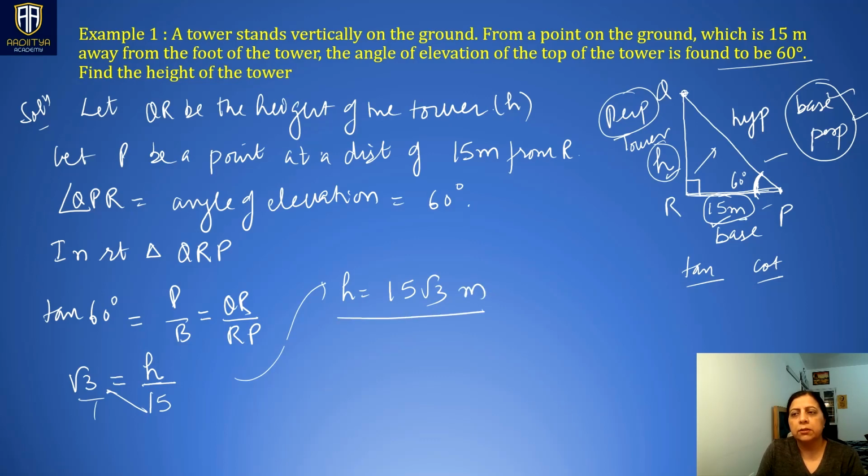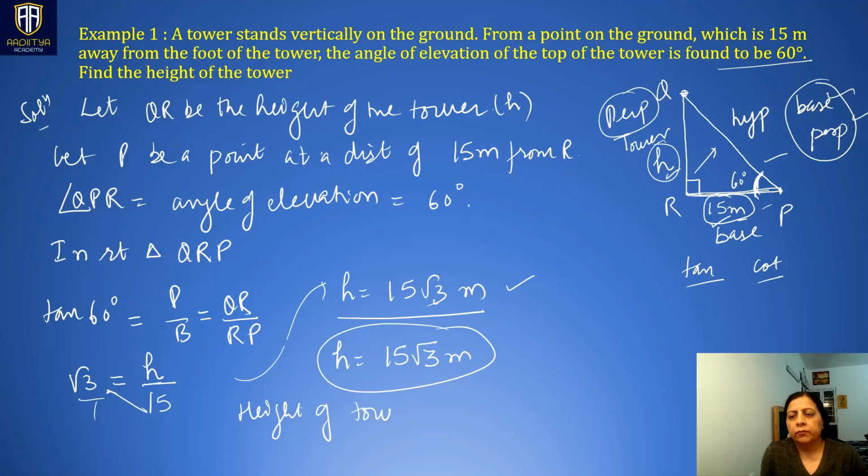As this distance is in meters, so this height will be in meters. And if this is the question, unless it is given that you have to take the value of √3 as 1.732, you can leave this answer in this format with the root. H is equal to, provided root is not in the denominator. This is our height. Then you can finally write height of tower is equal to 15 √3 meters. Do not forget to write the units, right? So this is the basic question.